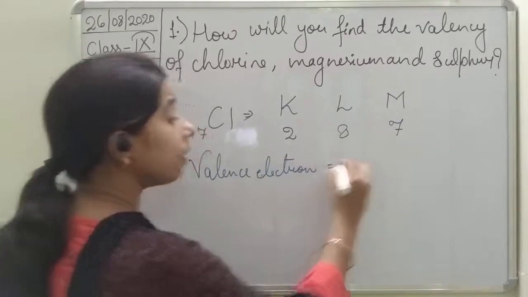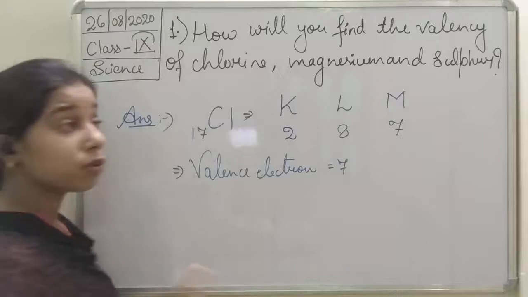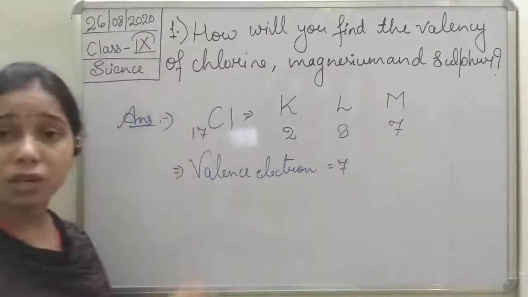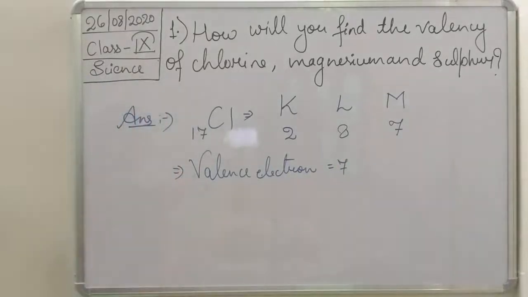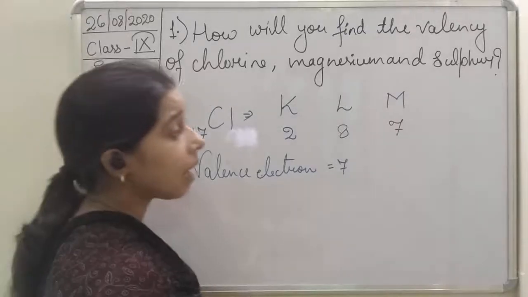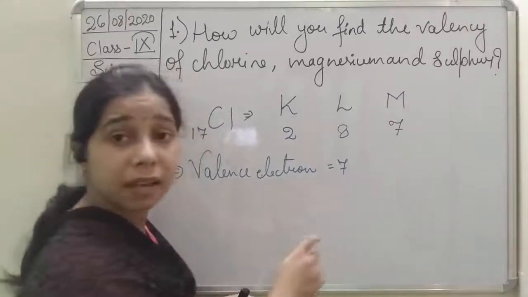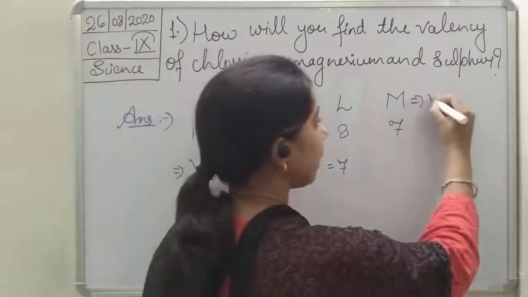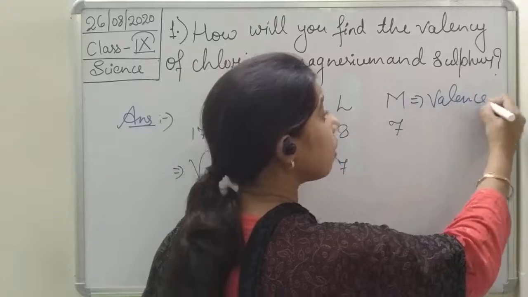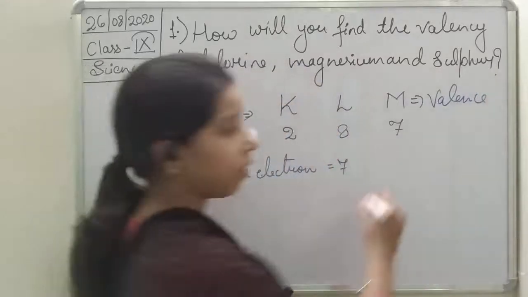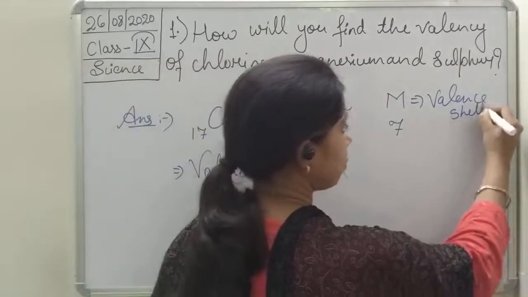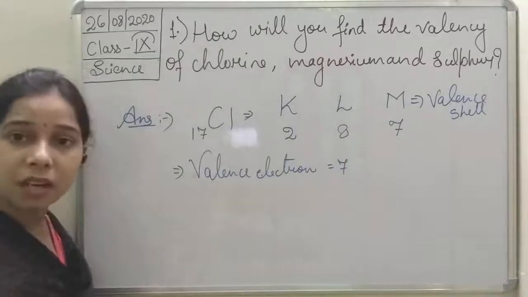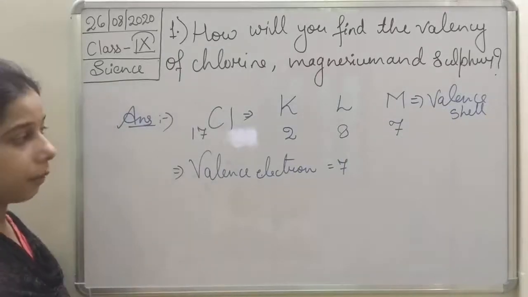Is equal to 7. Why 7, student? Because you know the last outermost shell in which the electrons enter. So you see here, student, the last shell in which the electron enters is the M shell. So we can say that M shell is what? It is the valence shell. This is the last shell in which the electrons enter.